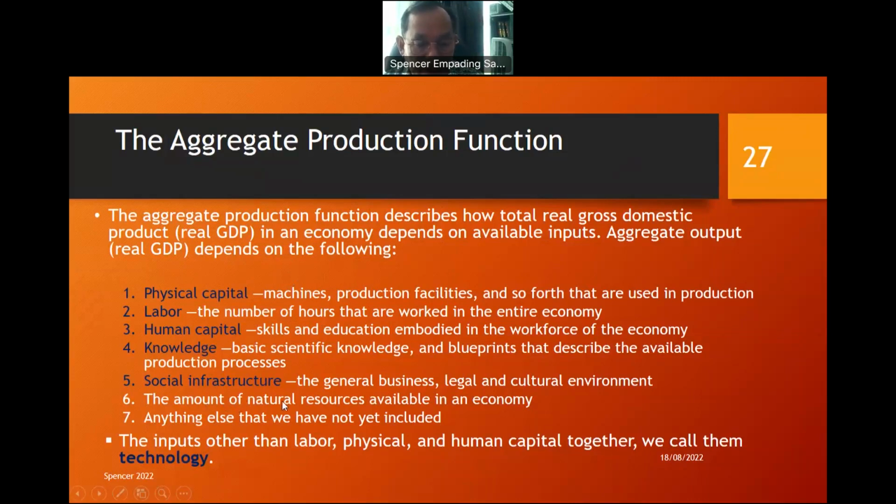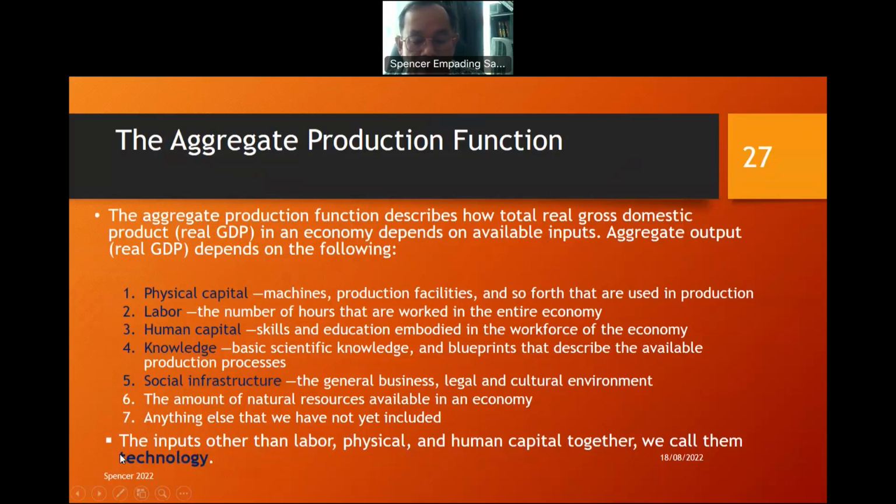Other than that, there is also social infrastructure, which will have an impact, whether or not the country is conducive enough for business to operate in the country and so on. Whether the legal and cultural environments are good or conducive. The other thing is the more natural resources we have in the country, the better it is, because that will also help in the economic growth of the country, assuming that the resources are utilized for economic growth activities. Anything else which is not included.